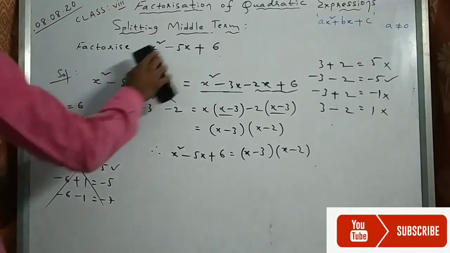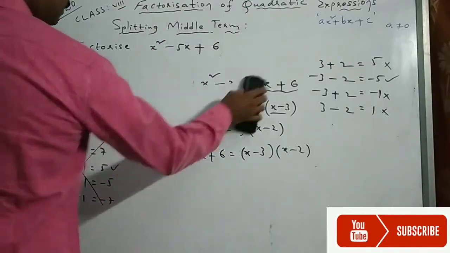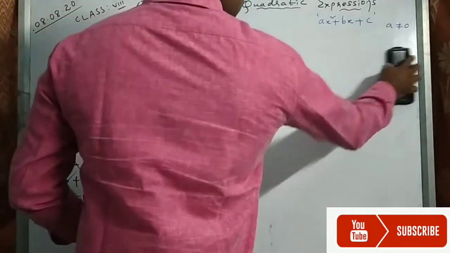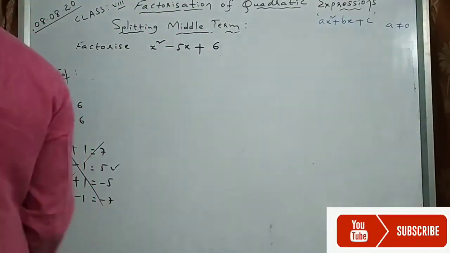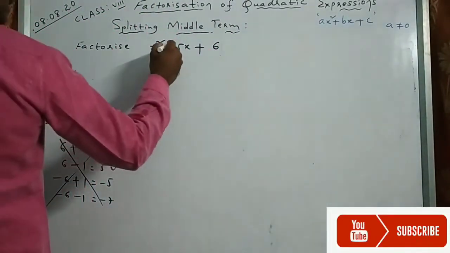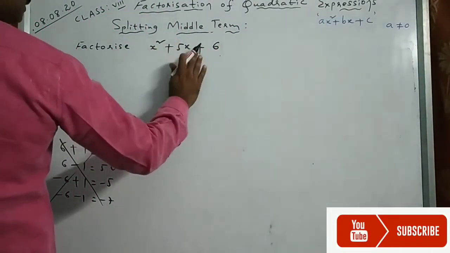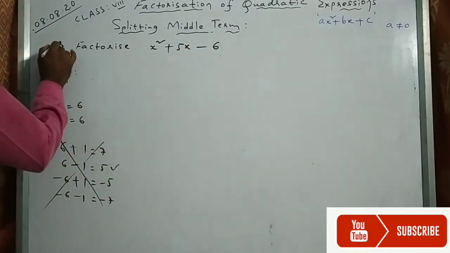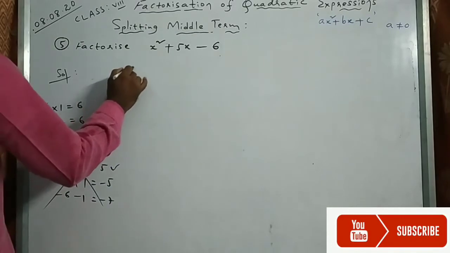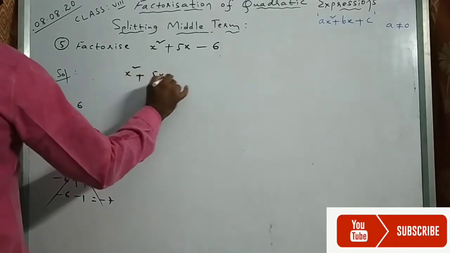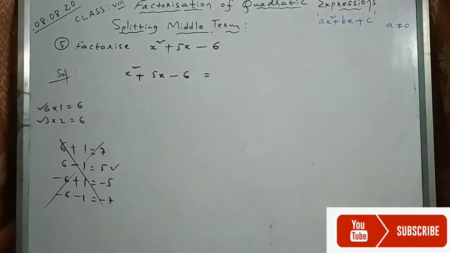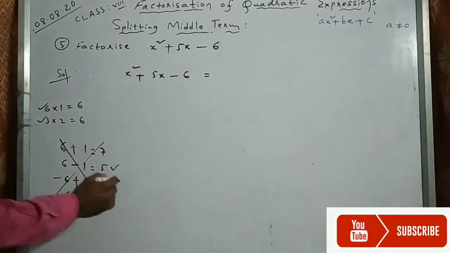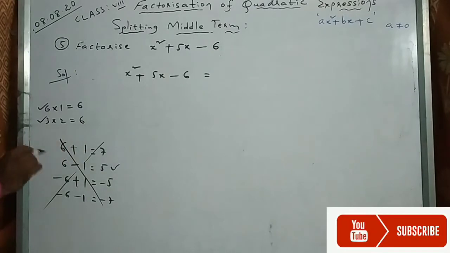Fifth one. I will just change the symbol here: plus, minus. You see now. Fifth one: x square plus 5x minus 6. Now you look at the factors again. Okay. What are the factors here? 6 1s are 6, 3 2s are 6.